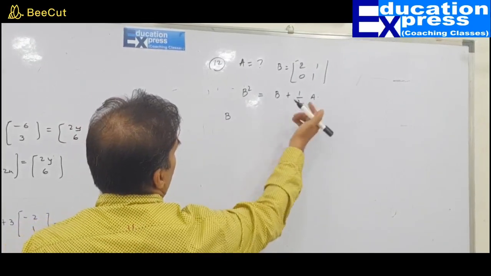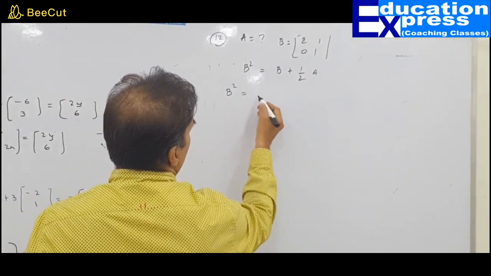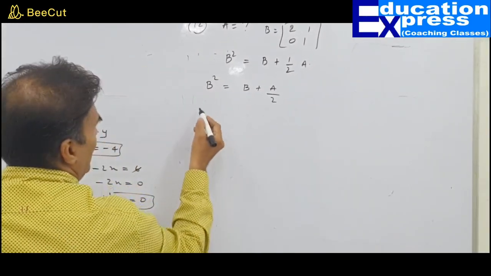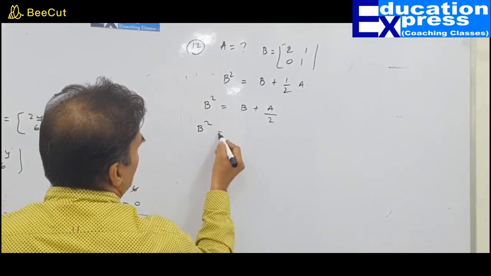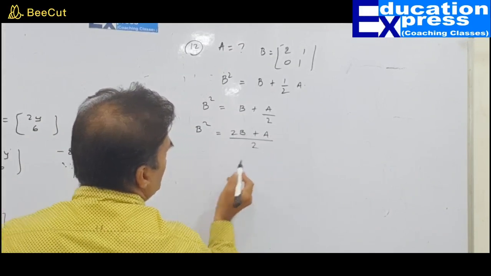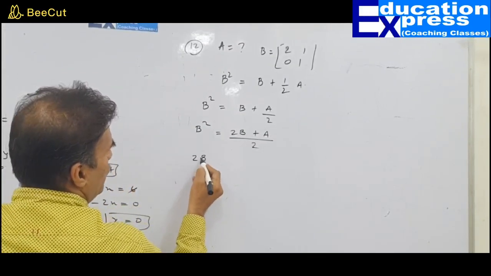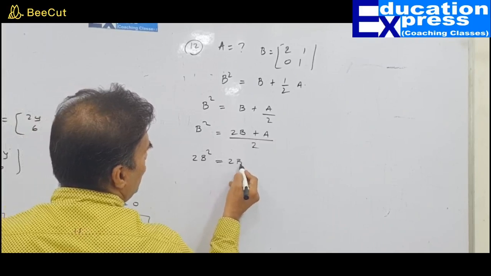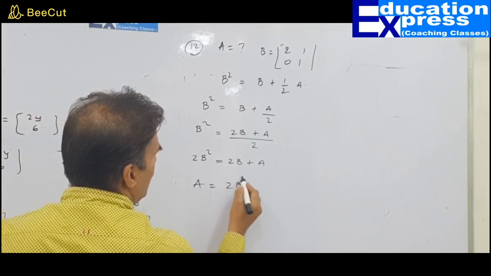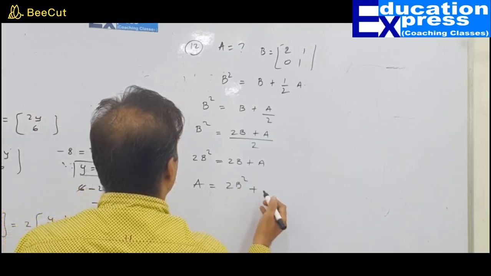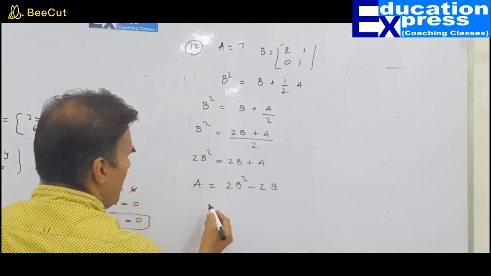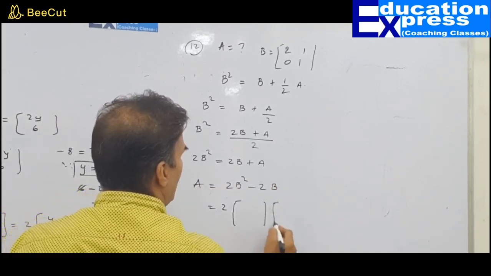We have to find the value of a. So b square equals to b plus a upon 2. Can we take the LCM? Of course, sir. B square equals to 2b plus a upon 2. This 2 will go here. 2b square equals to 2b plus a. You have to find the matrix A. Matrix A is nothing but 2b square plus this 2b will shift it on that side. So 2. You know how to find the value of b square?